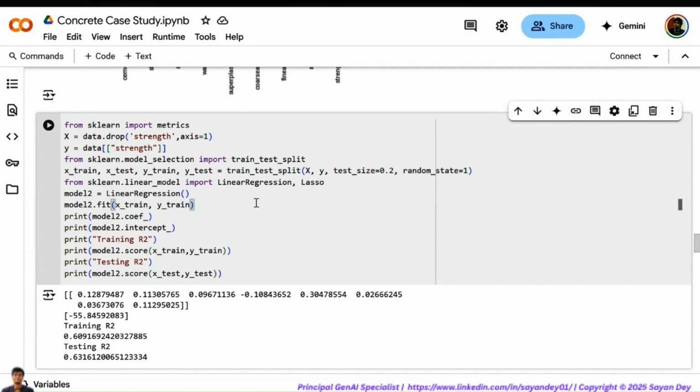And this is the code that we have used, data.drop. We are dropping the strength column, and everything else is basically part of my X, and strength is part of my Y. After that, linear regression, model.fit X train Y train, and you're finding out the coefficients and intercepts of the model, and this is the R squared scores.